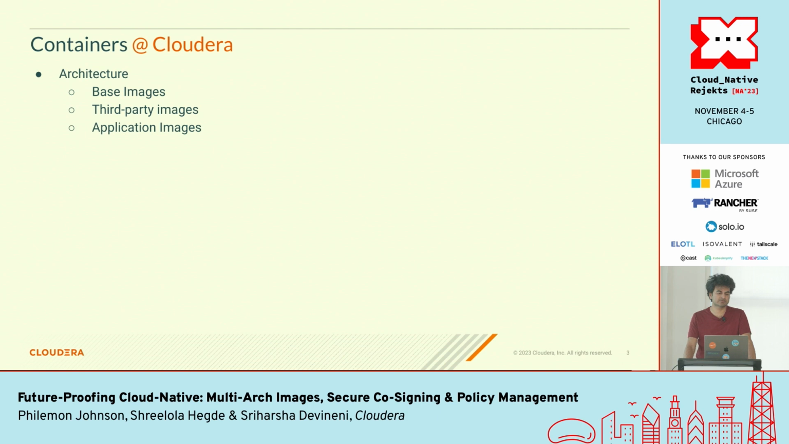And then the application images, this is our IP. So at Cloudera, we generate around 1,500 application images overall. And then the volume of builds that we do, the number of images that we handle on a daily basis, is around 10,000 images that we build a day, and our registry size is 40 TB, even after regular cleanup and everything.